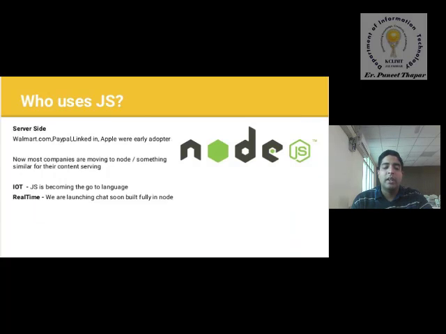On the server side, websites like Walmart, PayPal, LinkedIn, and Apple were all early adopters of JavaScript. Most companies are moving to Node.js, where JS stands for JavaScript. Node.js is a runtime that uses the scripting language JavaScript. IoT and real-time systems are both adopting JavaScript nowadays.